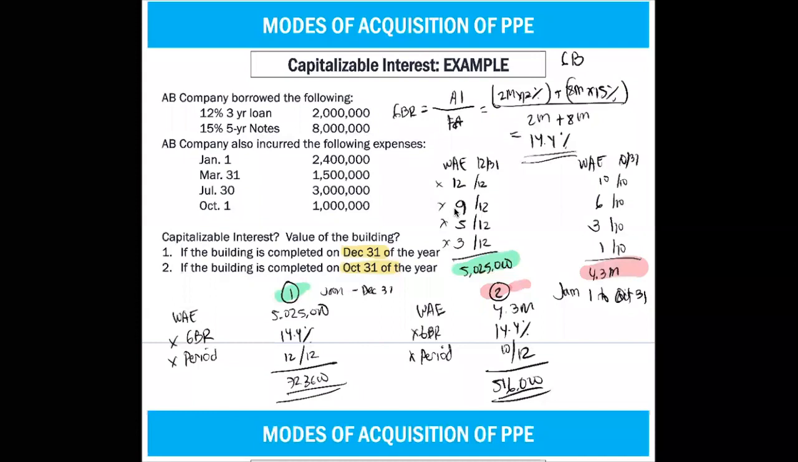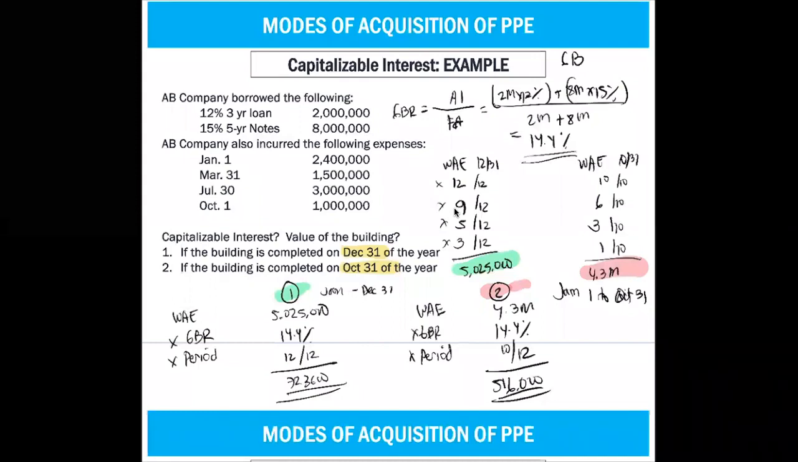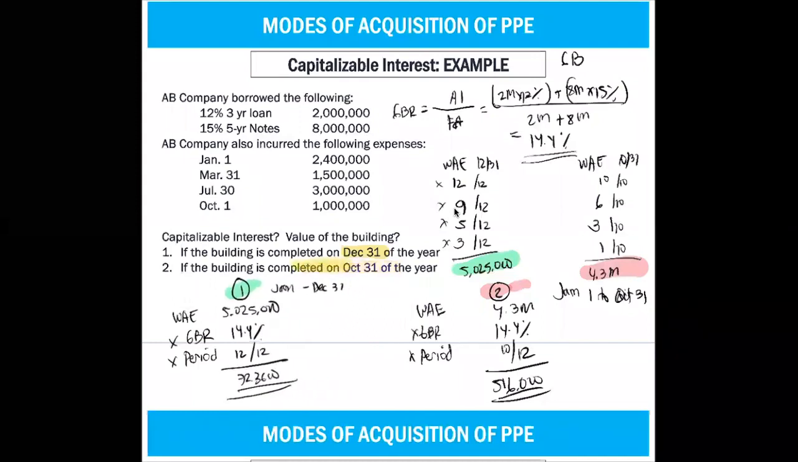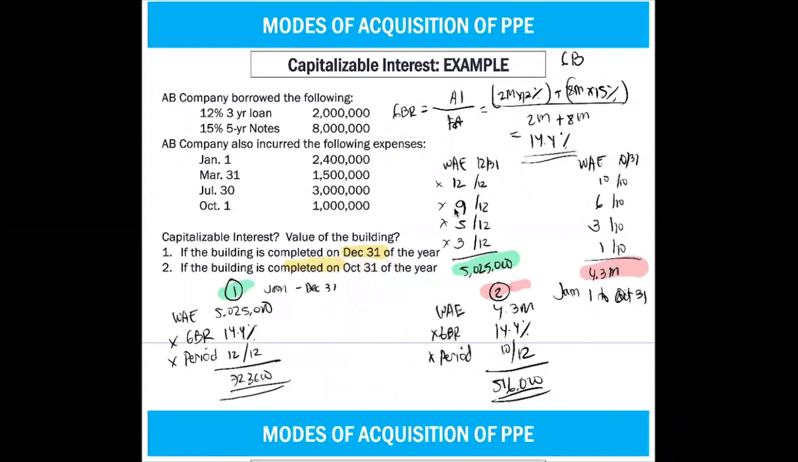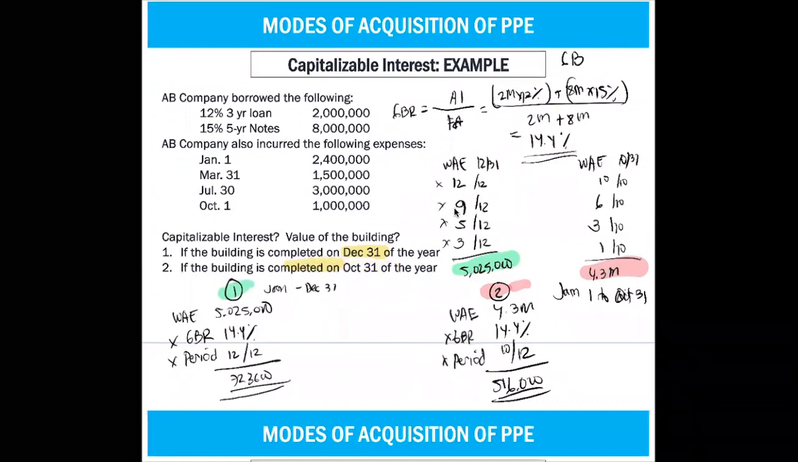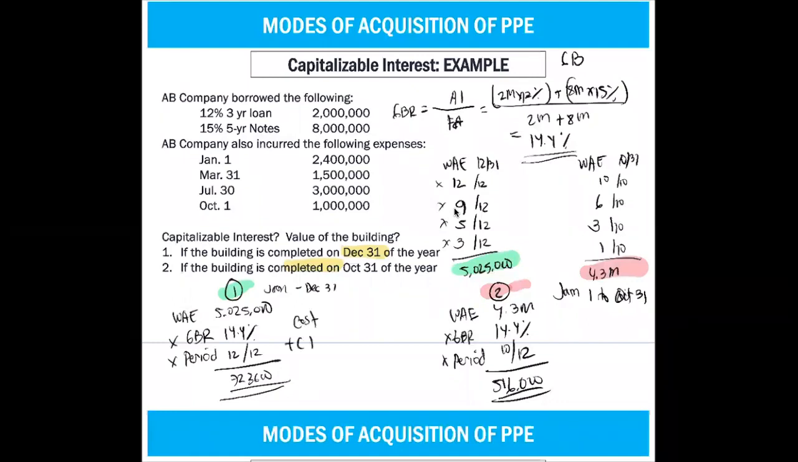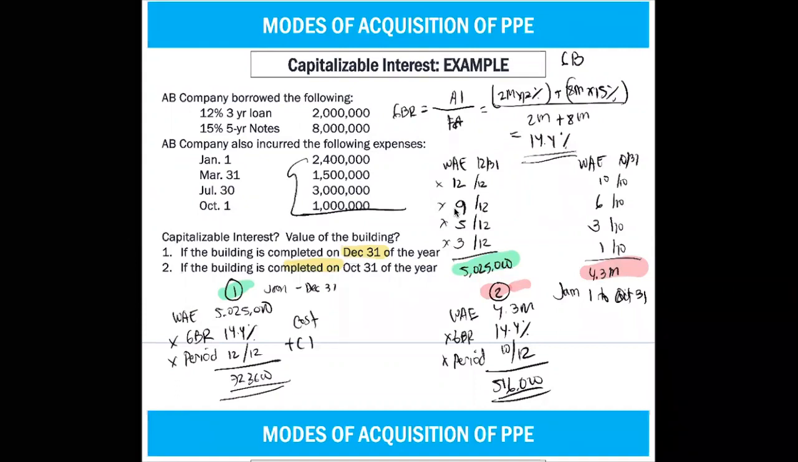Okay? So after getting the amount of our capitalizable interest, then we can compute for the cost of the asset. So for the cost of the asset, cost of construction plus capitalizable interest. Let's total this cost of construction, 2.4 million plus 1.5 million plus 3 million plus 1 million will give us 7.9 million. Okay? So cost is 7.9 million. Next, we add capitalizable interest.